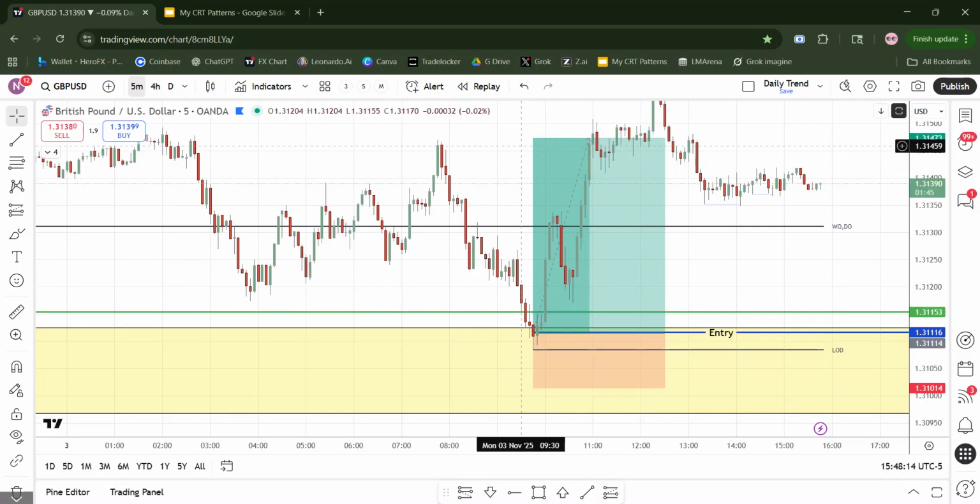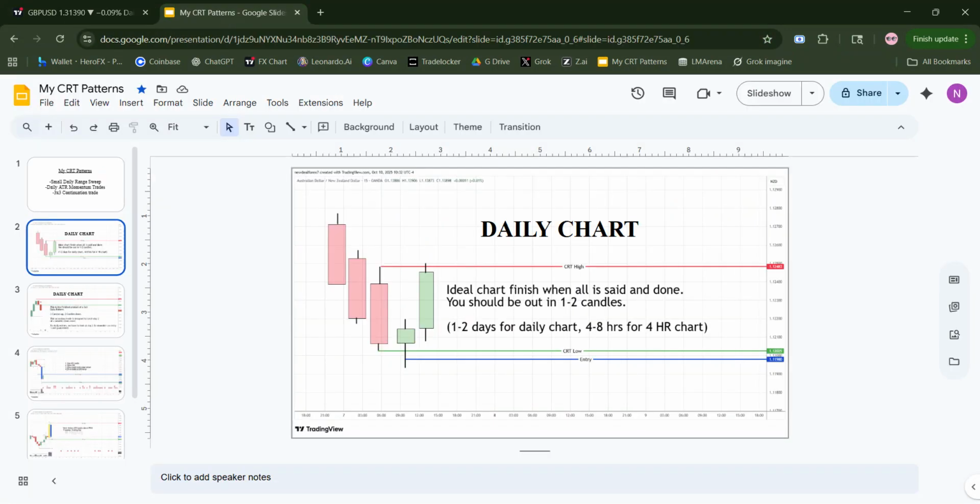Easy trade. That was the only trade. This was the only pair I followed and traded for the day. So I'm going to look for the next one. But again, this was a daily continuation trade based off of this pattern right here, looking for this type of price action. So that's it. Just keeping it simple.